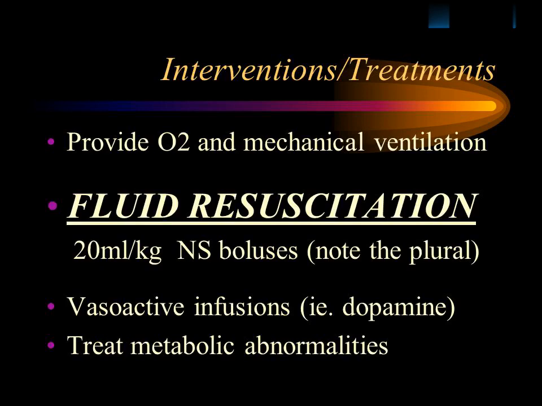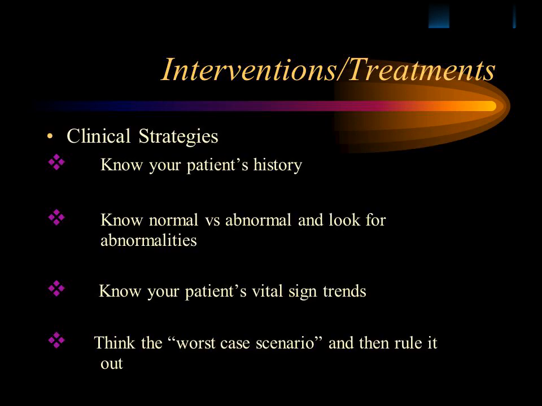Provide O2 and mechanical ventilation. Fluid resuscitation. 20 ml/kg NS boluses, note the plural. Vasoactive infusions, dopamine. Treat metabolic abnormalities. Clinical strategies. Know your patient's history. Know normal versus abnormal and look for abnormalities. Know your patient's vital sign trends. Think the worst-case scenario and then rule it out.